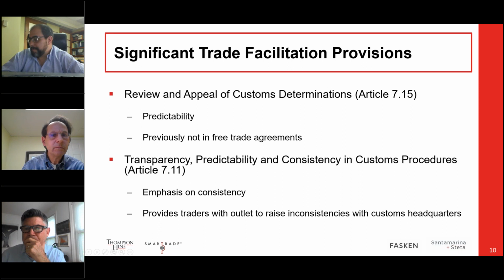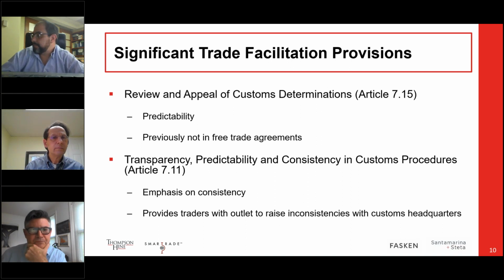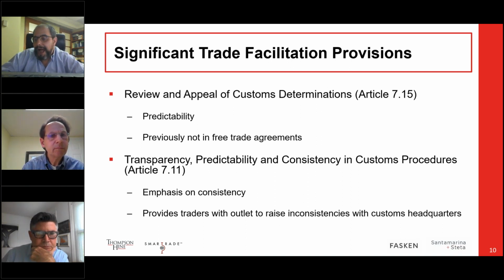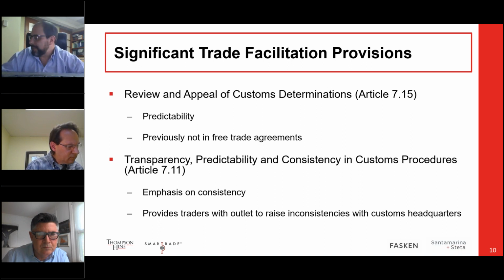Sure. Under this chapter in particular, provision 7.13 provides that post-clearance audit should be favored by all three nations. The purpose of this is to expedite the release of goods.